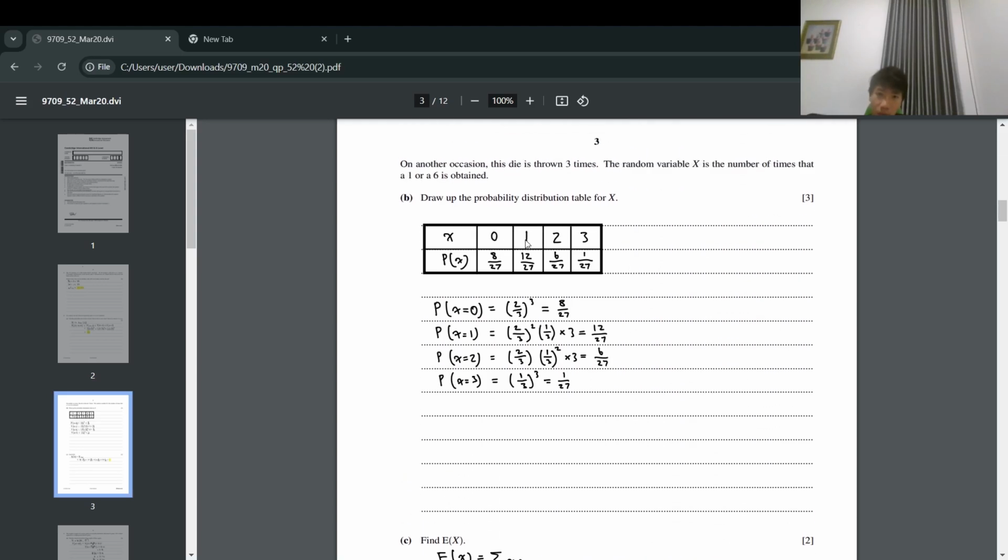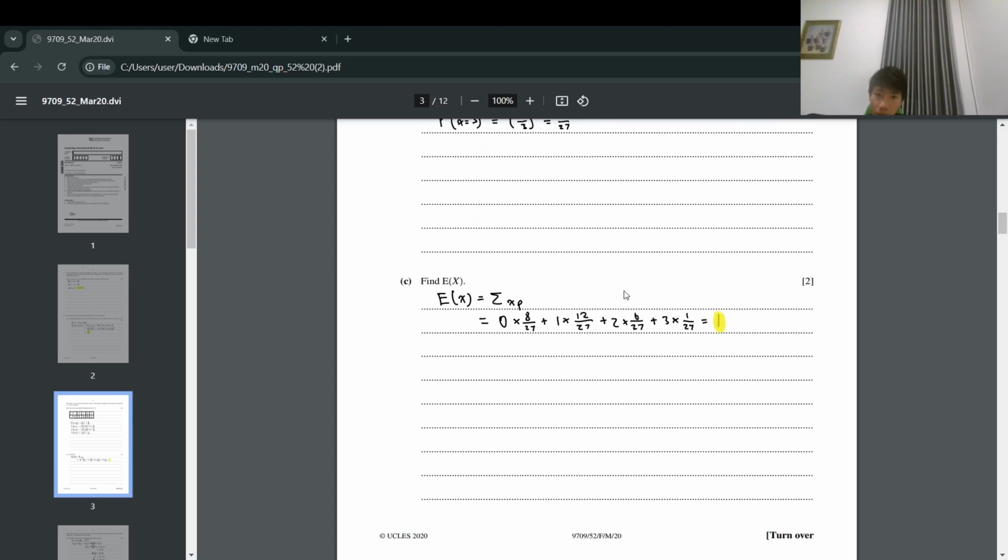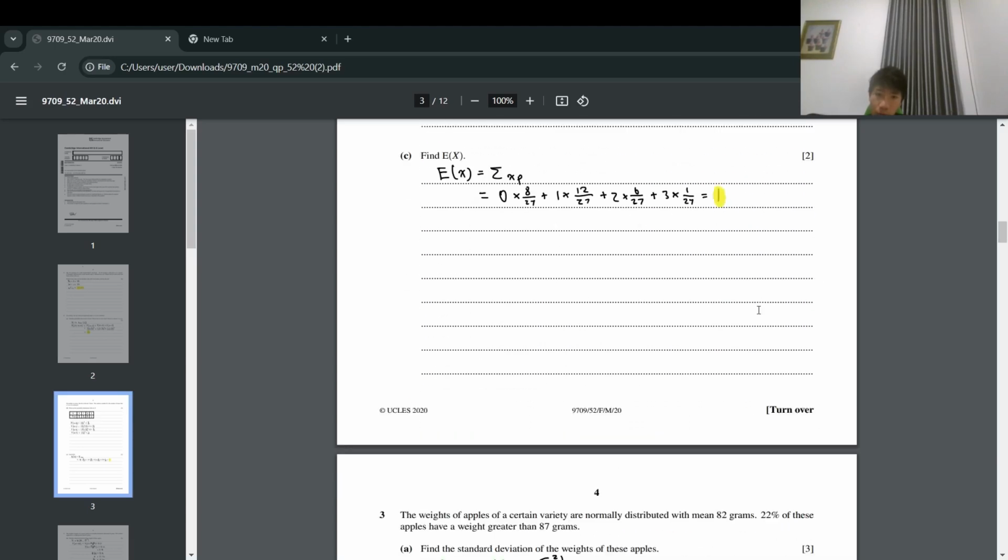So basically 0 times 8 over 27 plus 1 times 12 over 27 plus 2 times 6 over 27 plus 3 times 1 over 27, which in total will lead to the answer of 1.